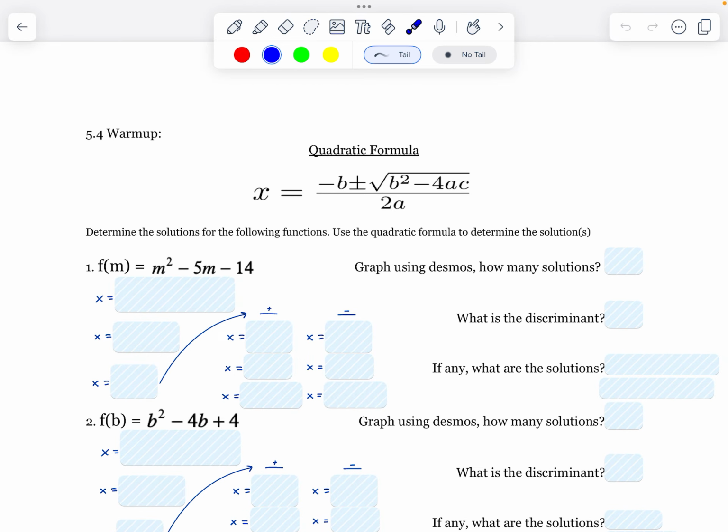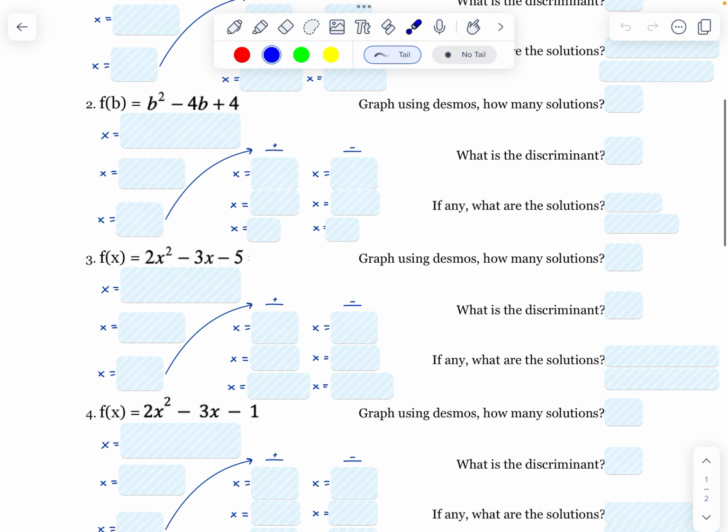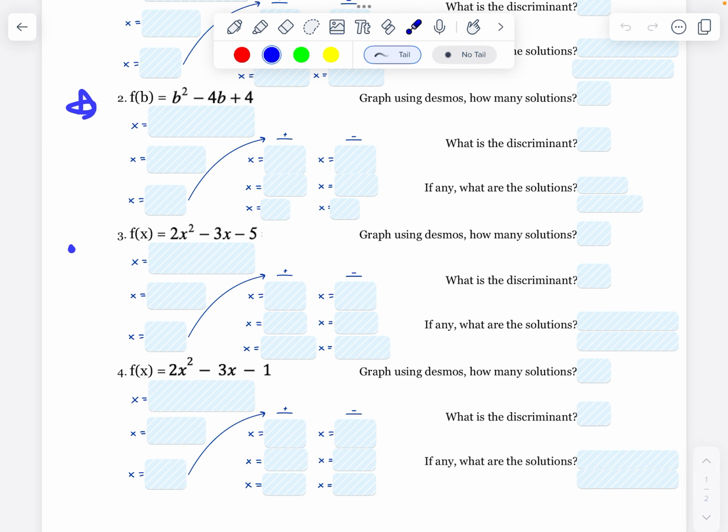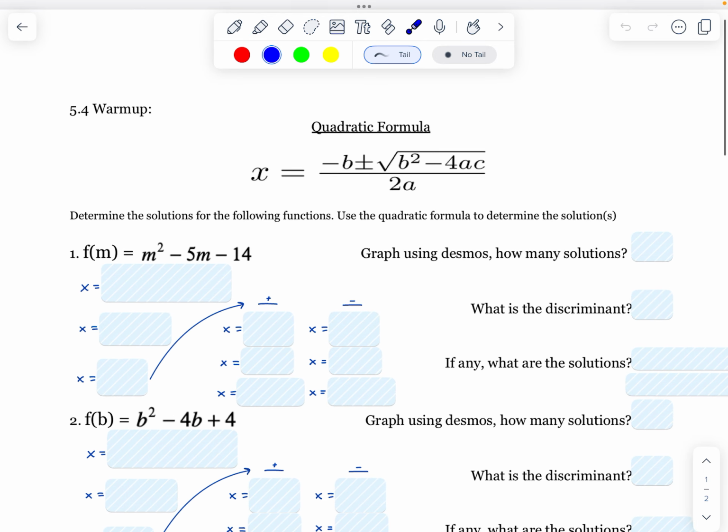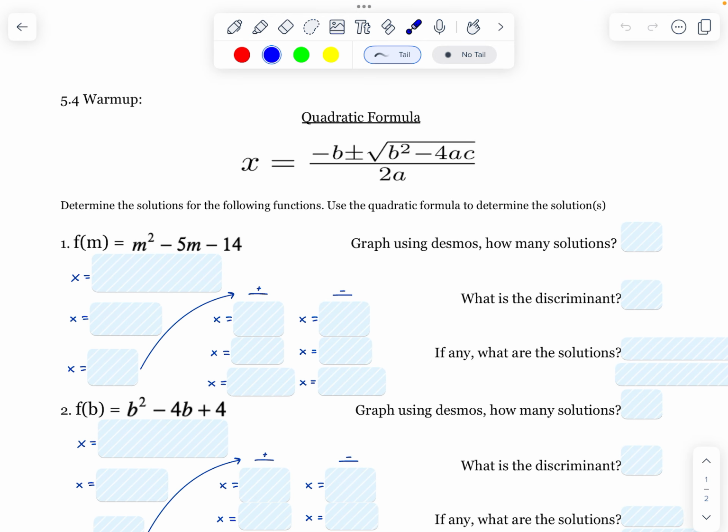All right, we're going to go over this first example using the quadratic formula, and then I will give you the solutions for the last three. We can take our function and first graph it in Desmos just to see how many solutions we're going to have. I have f of m is equal to m squared minus 5m minus 14.